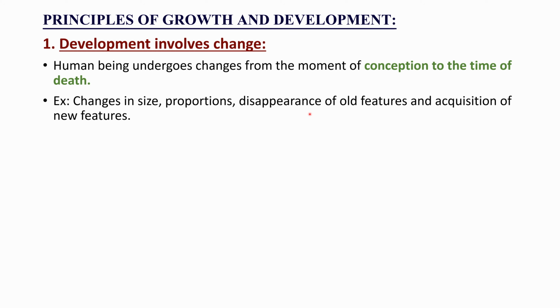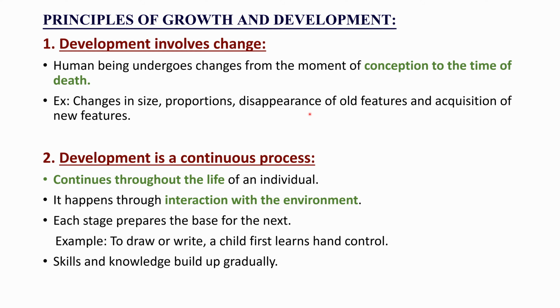So the second principle is development is a continuous process. What does it mean? Development does not happen suddenly or at one particular time. It continues throughout the life of an individual. Development occurs through interaction with the environment, including family, society, and learning experiences. Each stage of development prepares the foundation for the next stage.